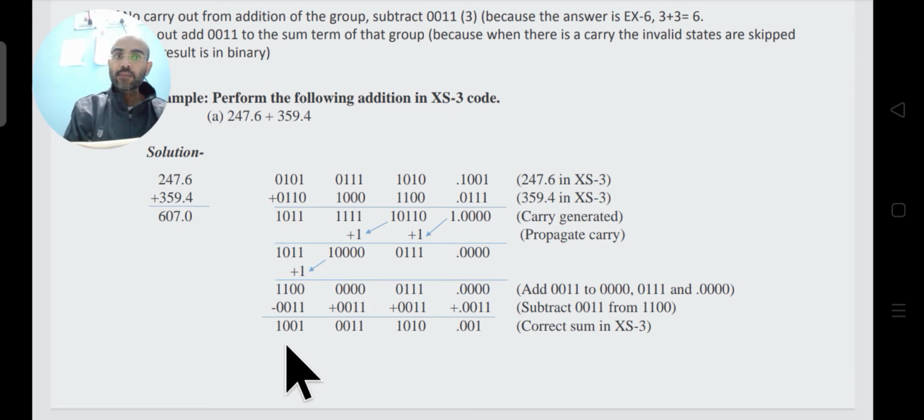So this 1001 is the excess 3 representation of actually 6, because if you see the binary equivalent of this, or the BCD equivalent, the decimal equivalent will be 9. So this is 3 more, so 3 more than 6. So you see this is 6. Now this is 3. So 3 in excess 3 represents 0. This is 10, so 10 actually represents 7. So this is actually 7. So I should say this is 607.